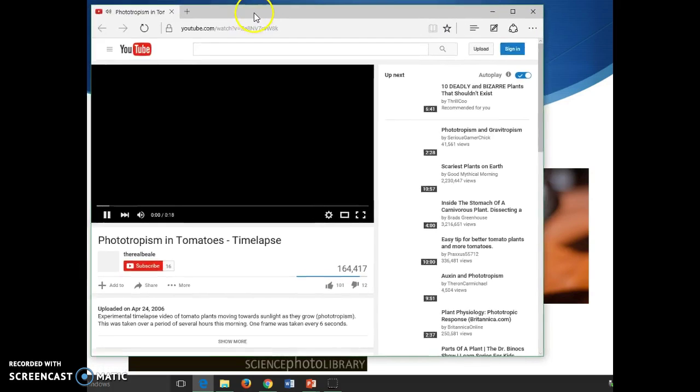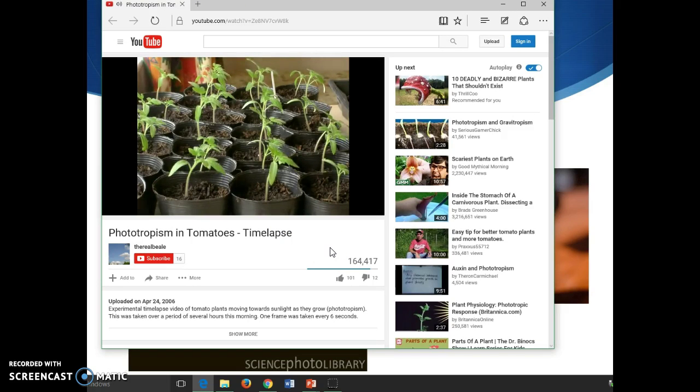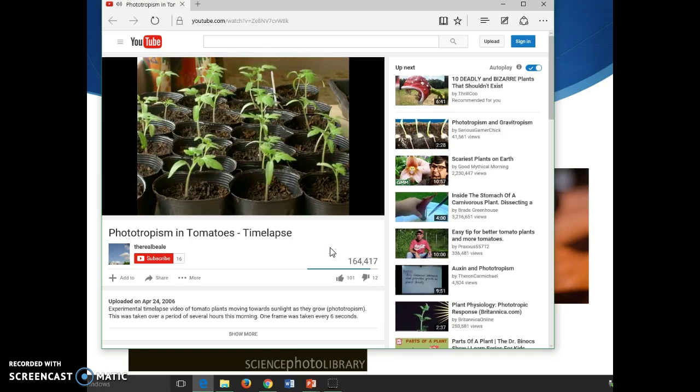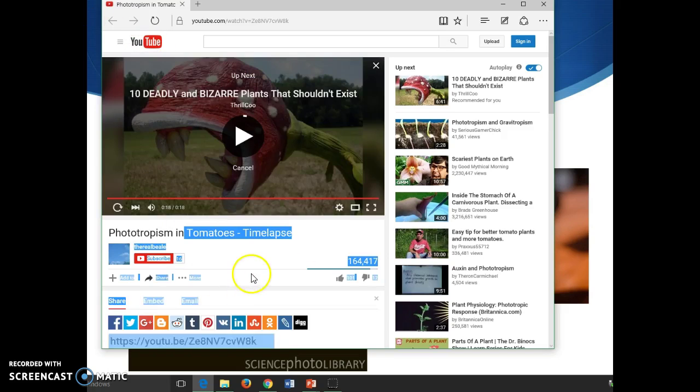This video is supposed to pop up. Let's see if it does. Yes, here in this video you are watching a time lapse over a course of a couple hours. The plant is moving from the right side of the screen. They're all rotating towards the left side of the screen because that's where the sun is. There's going to be a window right here.